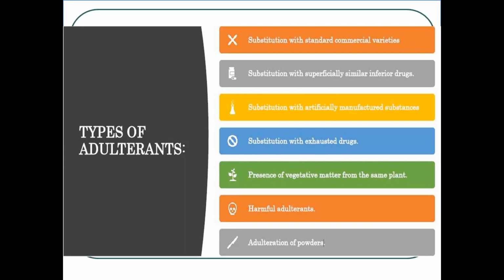Artificially आपने manufacturing कर ली और फिर उसको आप add कर रहे हो. Then comes the substitution with the exhausted drug. Exhausted mean उसमें से आपने जो भी केमिकल कॉन्स्टिट्यूएंट एक्सट्रैक्ट कर लिए हैं. Then presence of vegetative matter from the same plant, that is admixture like condition. Then harmful adulteration, adulteration of powders.